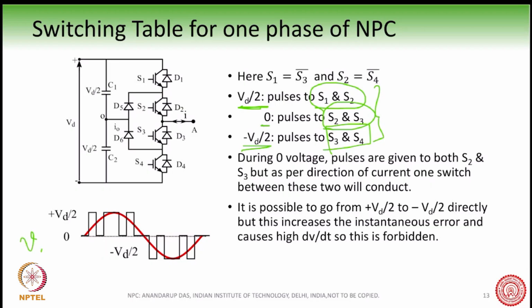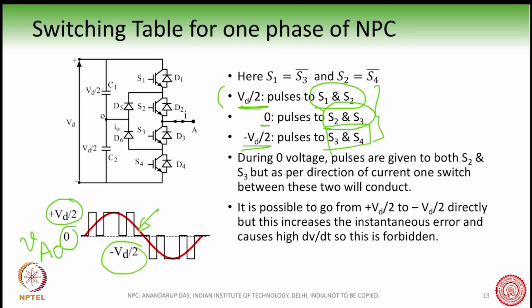3 level. So this is the VAO voltage waveform. That is what it looks like. It is 0 sometimes, it is Vd by 2, and sometimes it is minus Vd by 2. And this will actually emulate or try to replicate the sine wave which is inside this waveform. The fundamental component in this PWM waveform is what we are trying to replicate, right?